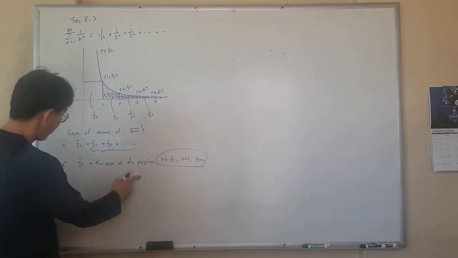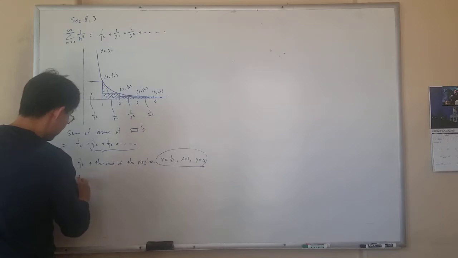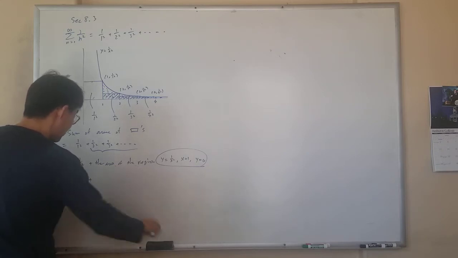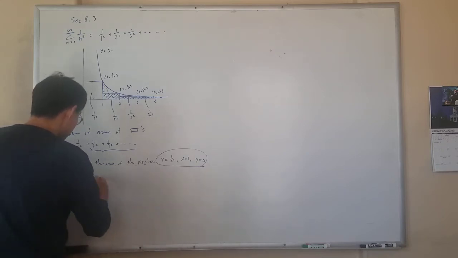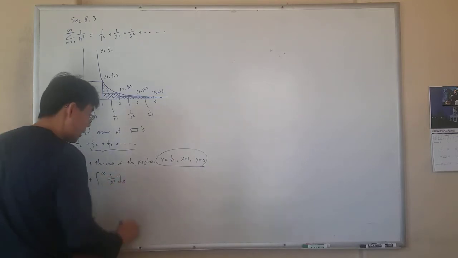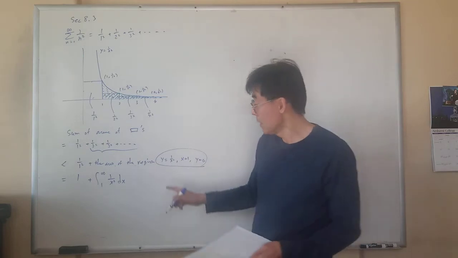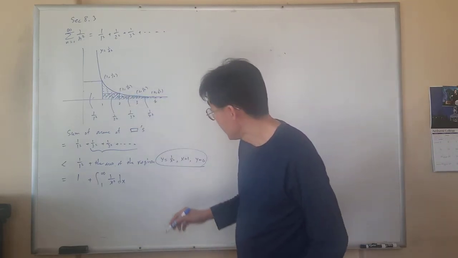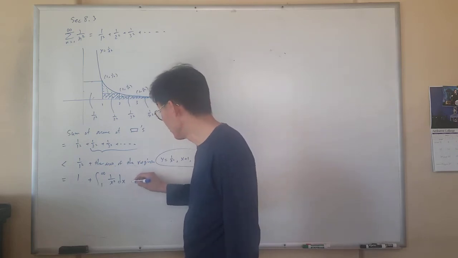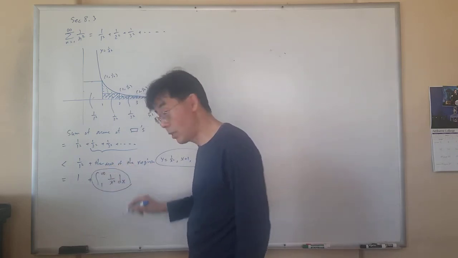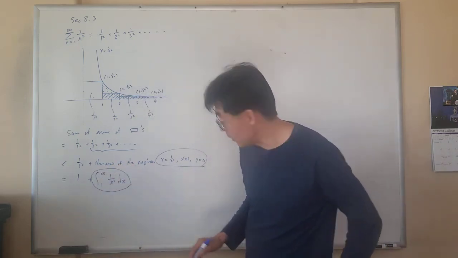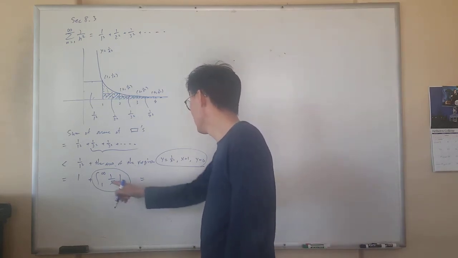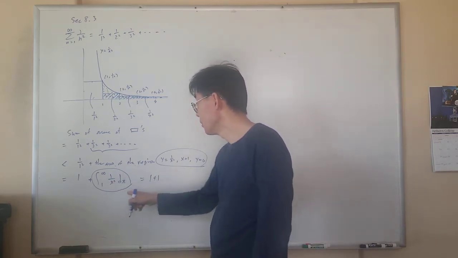So that is precisely the integral from 1 to infinity of 1 over x squared dx, the improper integral of this function. Now, as you can see in the lecture notes, which I'm not going to write over here, you can go through the lecture notes and calculate. This is actually 1. 1 plus 1, 2.